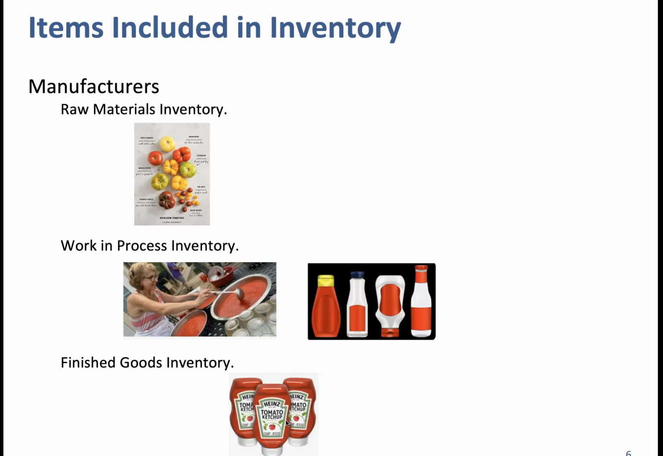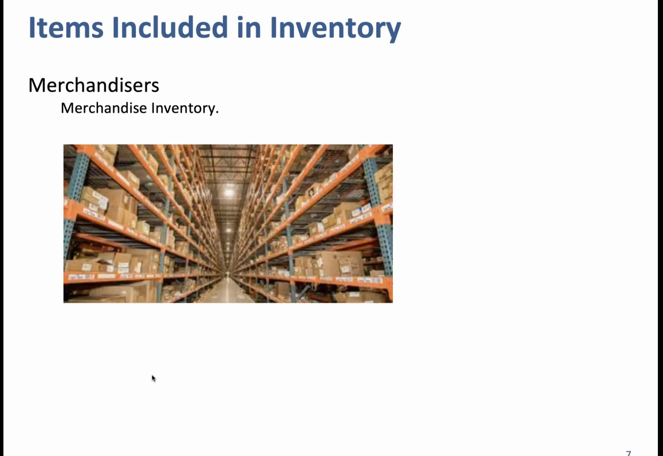So when you report inventory for manufacturers, the inventory would include the raw materials, the work in process, WIP, and the finished goods. Their inventory includes all different forms of their products.